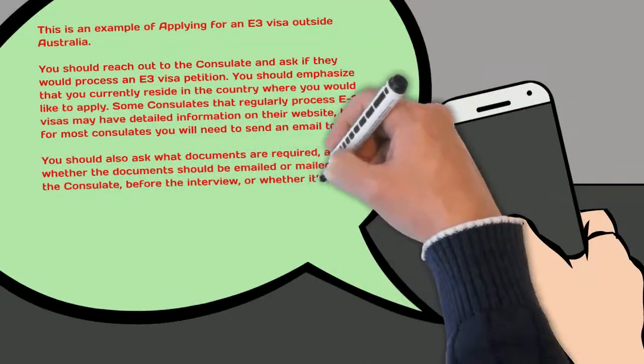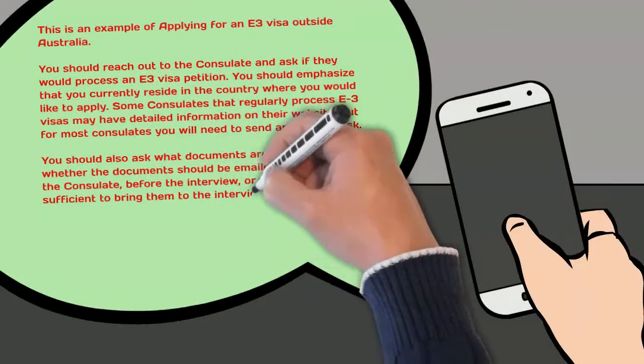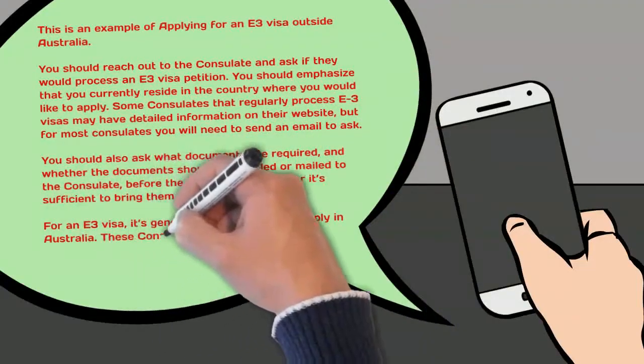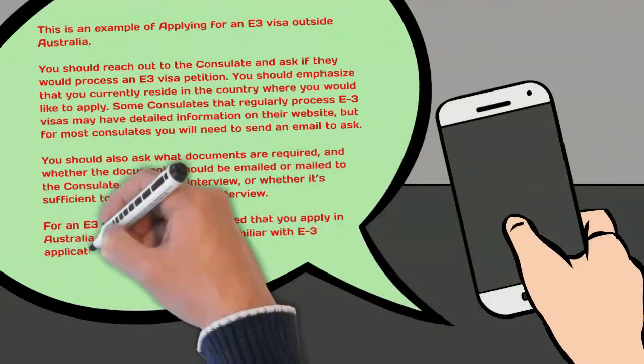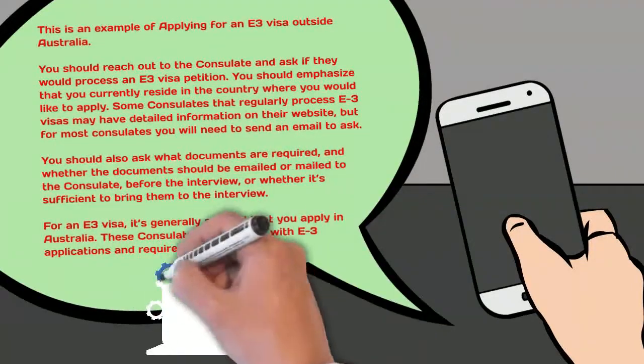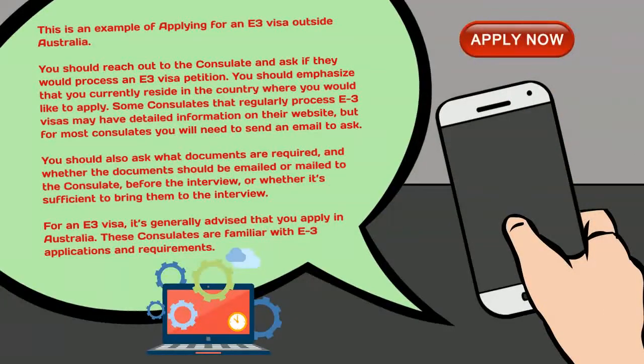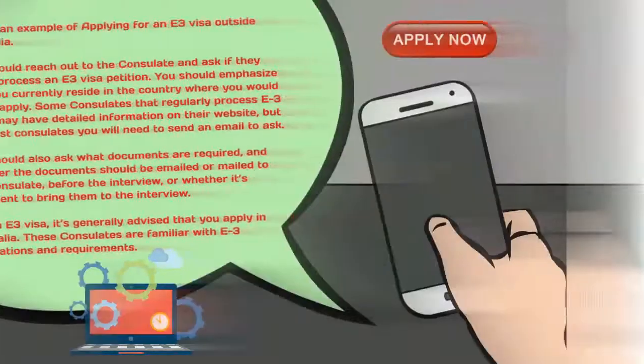For an E3 visa, it's generally advised that you apply in Australia. These consulates are familiar with E3 applications and requirements. The application processing outside of Australia may take much longer because the officer may not be familiar with the E3 visa requirements, and may need additional time to review the documents.